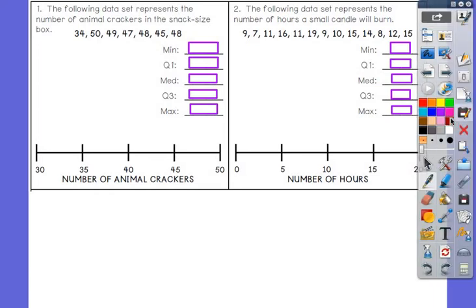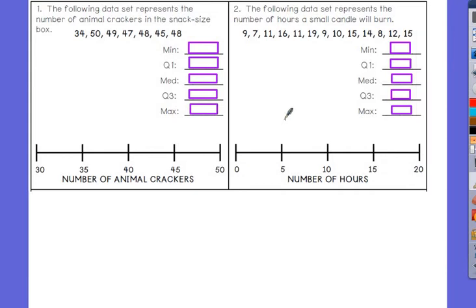Number 1, we're talking about the number of animal crackers in a box. I always thought every box would have the same number of crackers, but does it look like it is the case? Looks like sometimes we're getting gypped on our crackers. Sometimes we might luck out and get more. I would probably be the one to get the gypped cracker box.